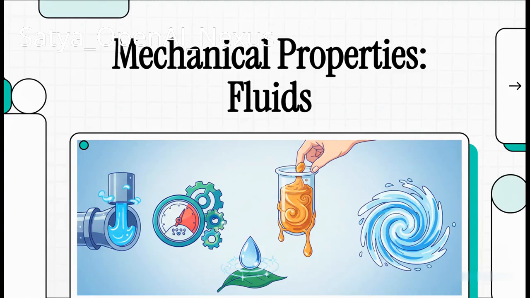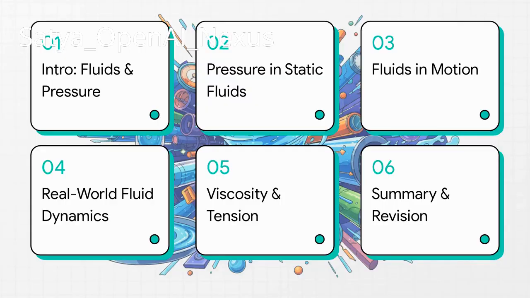All right, welcome everyone. Today we're diving into one of the most interesting chapters in Class 11 physics, the mechanical properties of fluids. So here's what we've got on the agenda. We're going to start with the basics, what fluids and pressure are all about. Then we'll look at fluids at rest, and after that, what happens when they start moving. We'll even check out some real-world examples, dig into viscosity and surface tension, and then wrap it all up with a quick summary. Sound good?